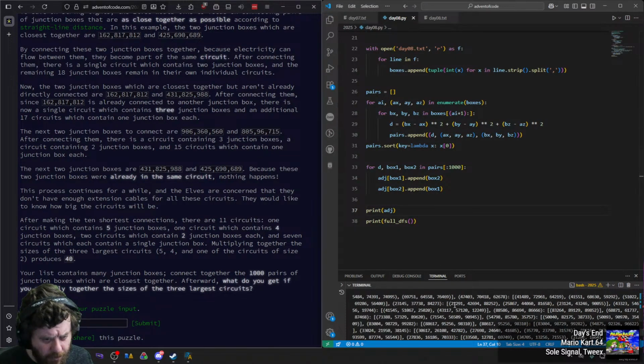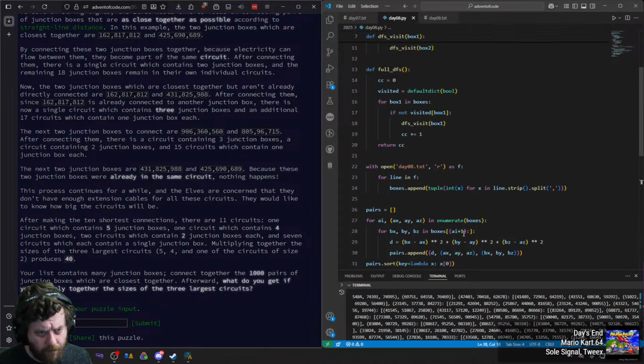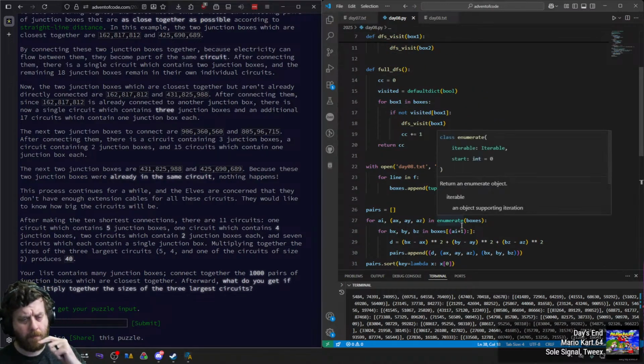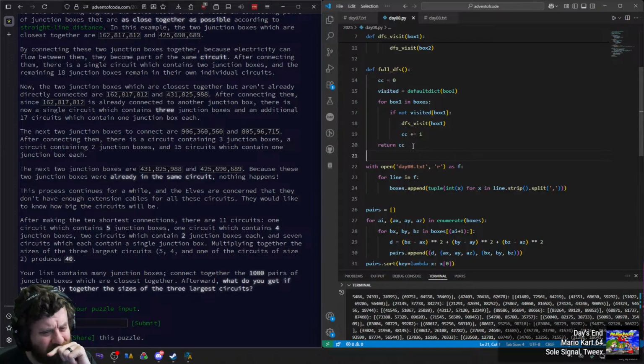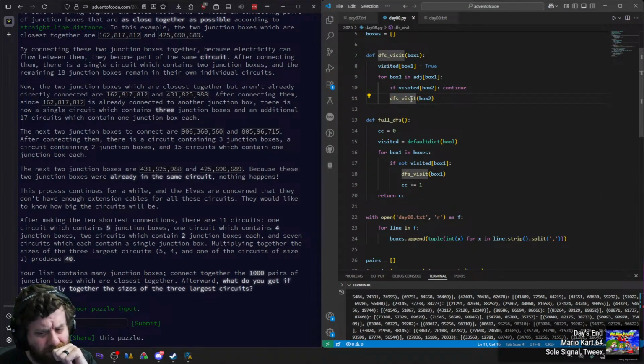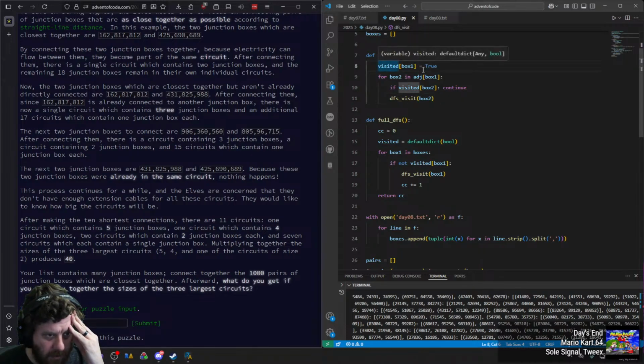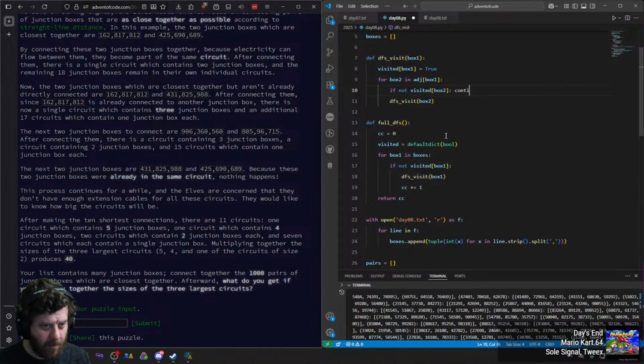And I have connections. I have to think about this. Calling DFS visit, I mark it as true, then I look at all of its adjacent nodes, and if I've not visited box 2, I'll write it this way, it's fine. If I've not yet visited box 2, then I call DFS visit on box 2.